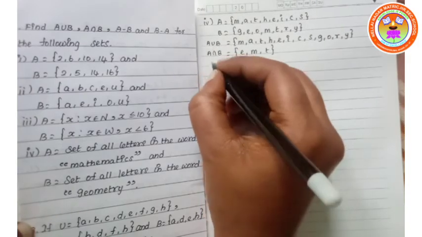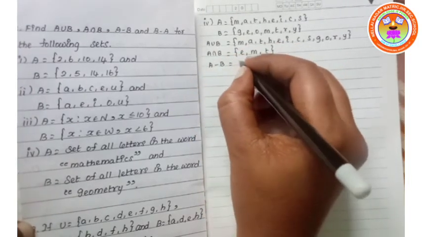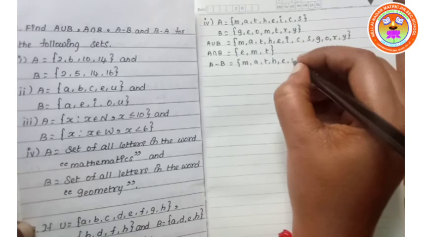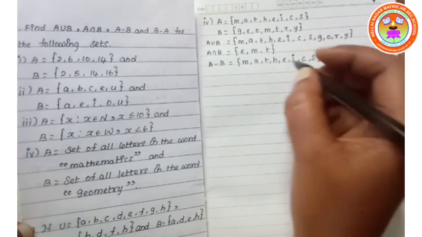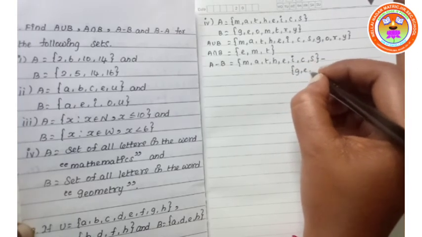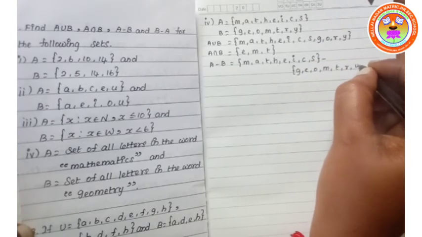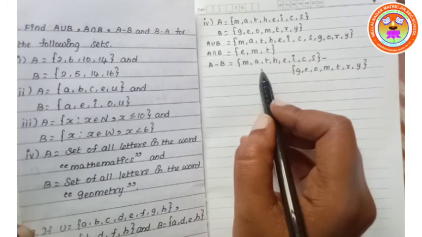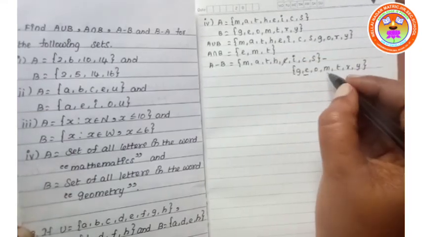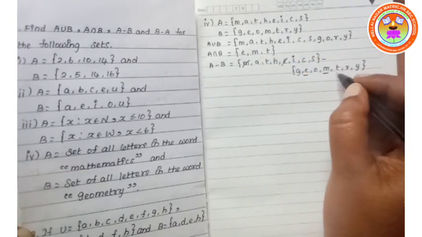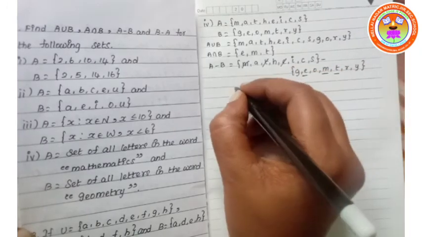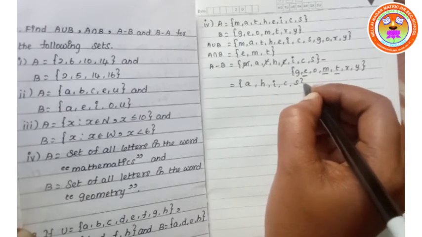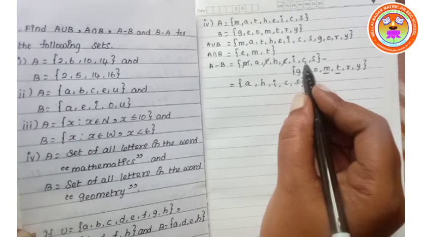So now A minus B. The set A is M, A, T, H, E, I, C, S minus, what is the set B? G, E, O, M, T, R, Y. So the same elements from both the sets have to be eliminated from the first set. So E has to be eliminated, then M has to be eliminated, then T has to be eliminated. So the remaining in the first set will be your answer. A, H, I, C, S.